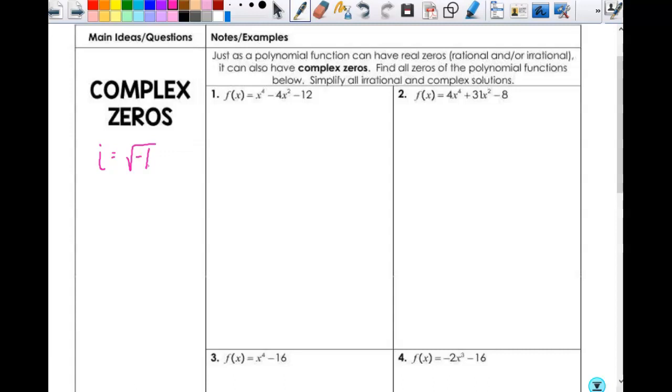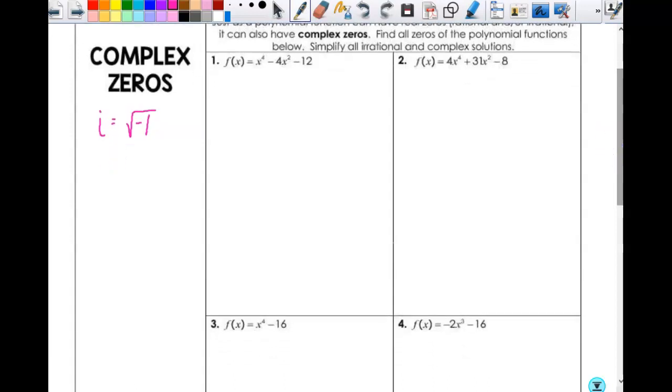And so this says, just as polynomial functions can have real zeros, rational or irrational, and we've been through both, they can also have complex zeros or imaginary zeros. So we're going to find all the zeros of these functions and simplify anything that's irrational. So let's start with number 1.